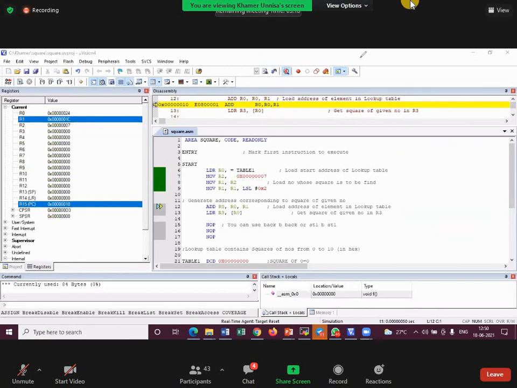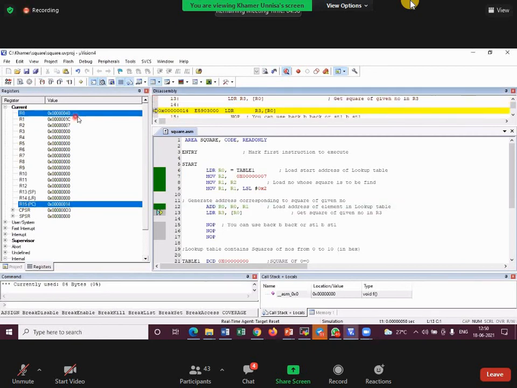Now the next operation. Where is the pointer? See, the pointer is over here. Add R0, R0, and R1. Okay, 1 minute. So the pointer is over here. Add R0. Fine. So now R0 is pointing to 40. So how did we get that? Let me see how we got that. What was R0's previous value? 2, 4, right?